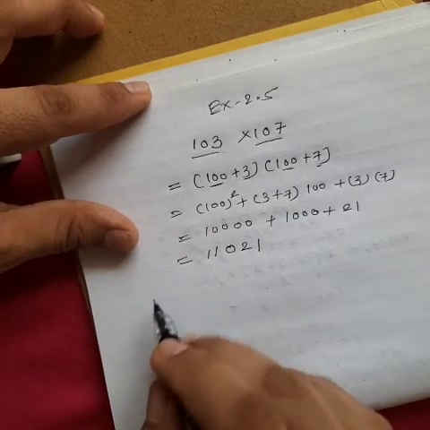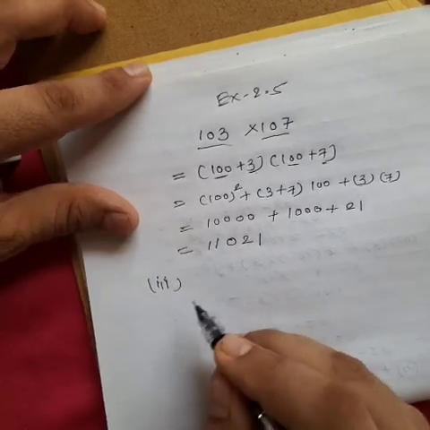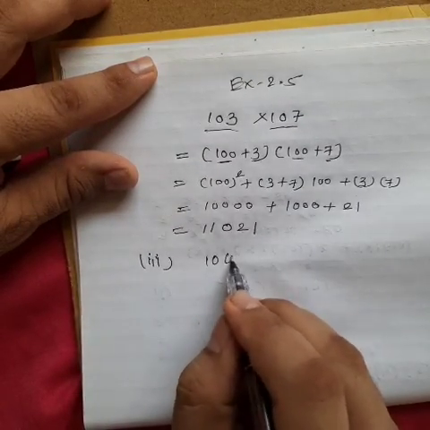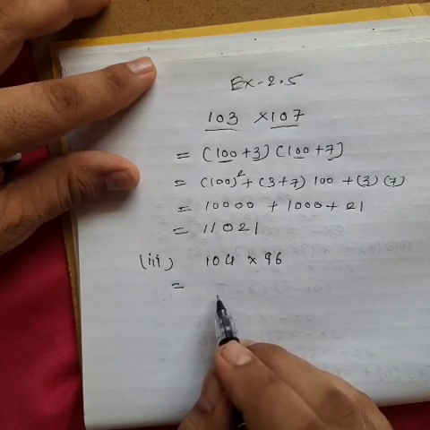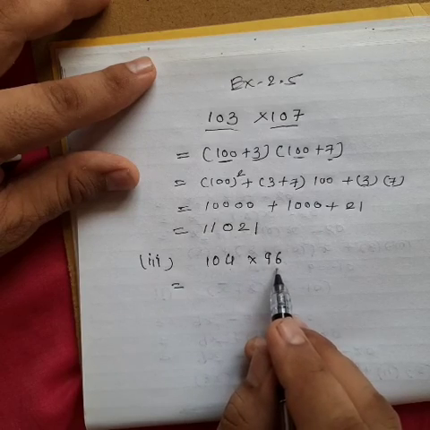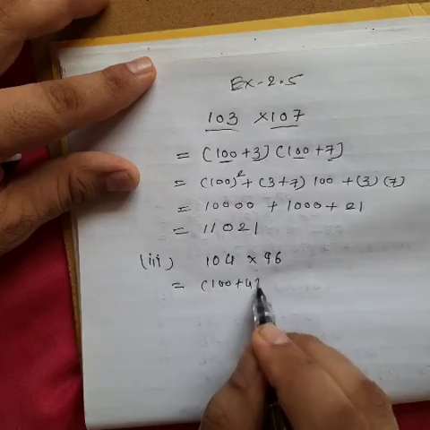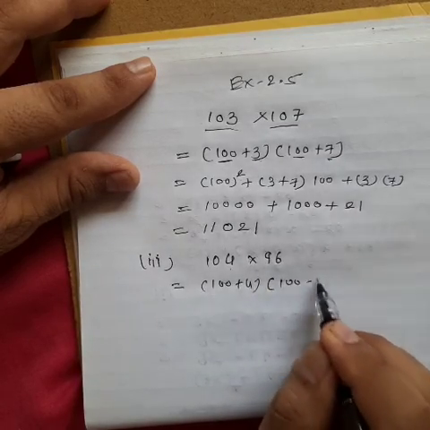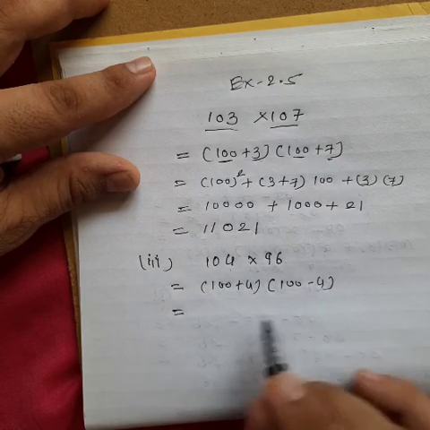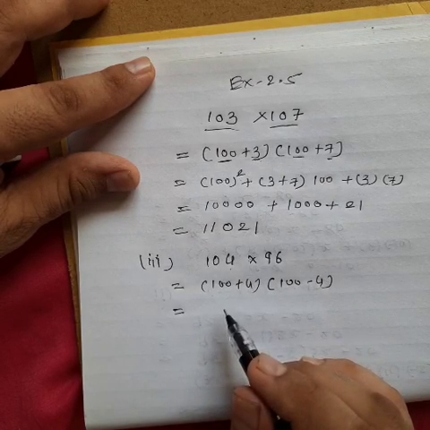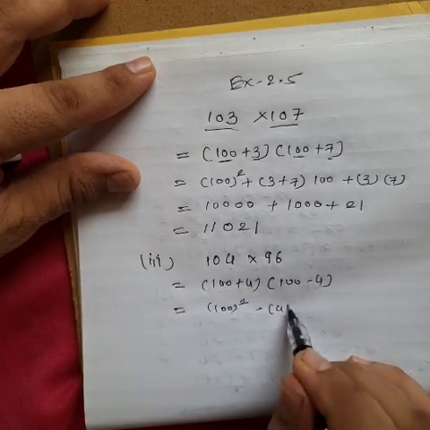In the same way, see another one, number 3. 104 into 96. The closest value is obviously 100 again. What do you write? 100 plus 4, and 100 minus 4. So it is like (a plus b)(a minus b). What is the formula? a squared minus b squared. So it is 100 squared minus 4 squared.